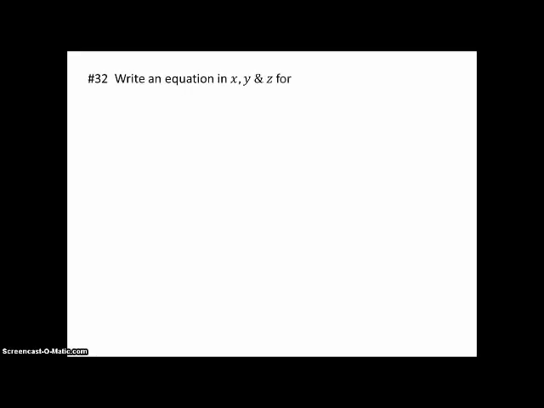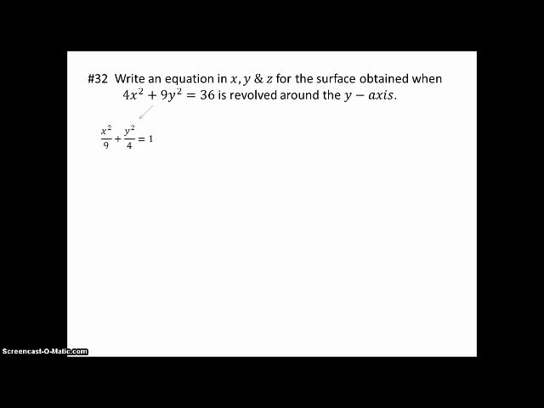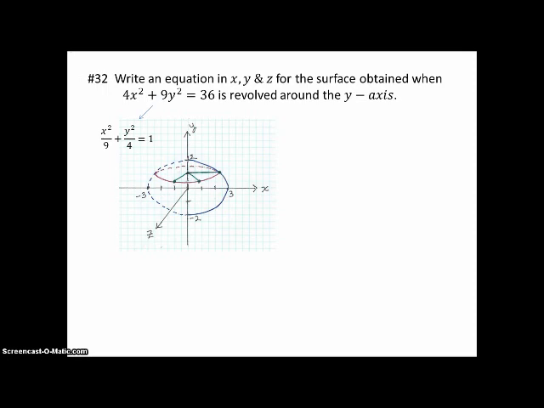Number 32. Write an equation in x, y, and z for the surface obtained when 4x squared plus 9y squared equals 36 is revolved around the y-axis. So first of all, we recognize that this is an ellipse, and there it is in standard form. And there's the graph, and what we're going to use is the right side of the curve to go around the y-axis. And then I've drawn a circular cross-section on the y-axis.